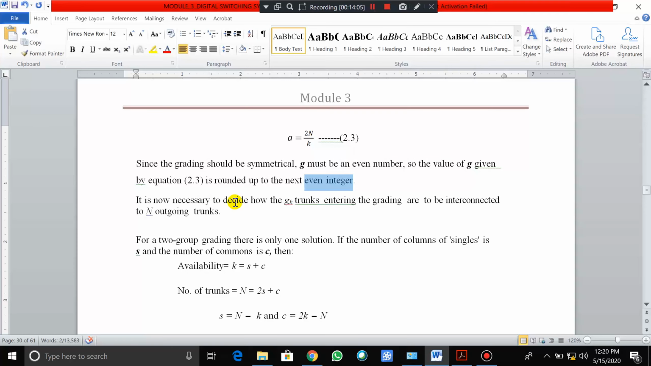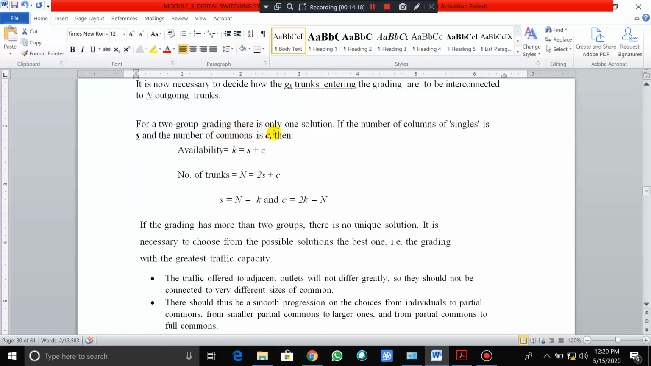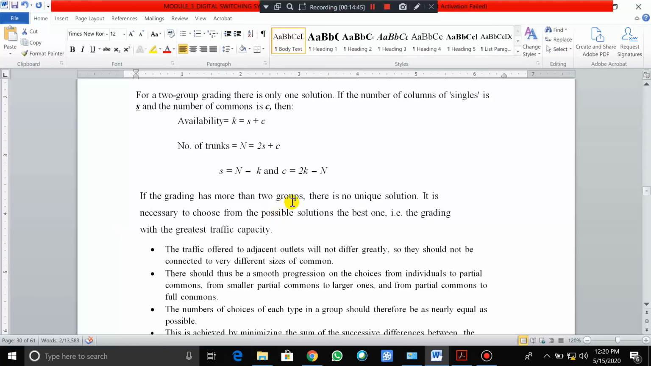It is now necessary to decide how the G of K trunks entering the grading are to be interconnected to N outgoing trunks. For two groups of grading, there is only one solution. If the number of columns of singles is S and the number of commons is C, then the availability K = S + C. The number of trunks N = 2S + C, and S = N - K, and C = 2K - N. If the grading has more than two groups, there is no unique solution.